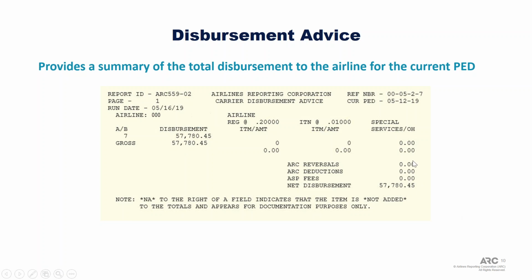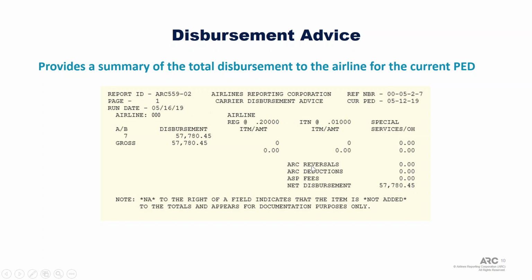And then you have your deductions. In the event of a reversal, there would be an amount listed in this section. Your ASP fees would be listed here, and then you will get your net disbursement. This is the amount that will be delivered to your bank account.